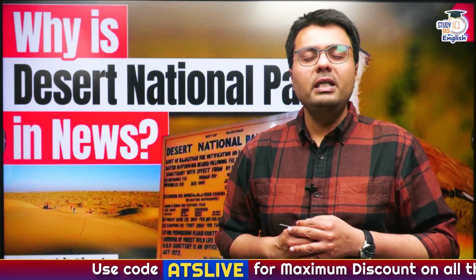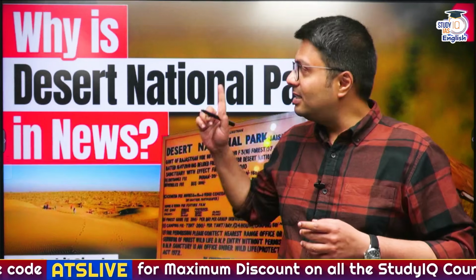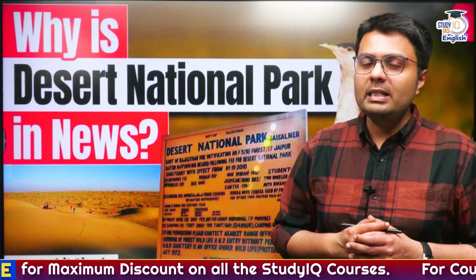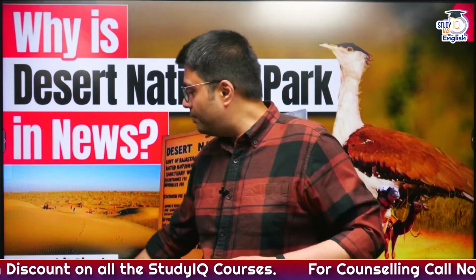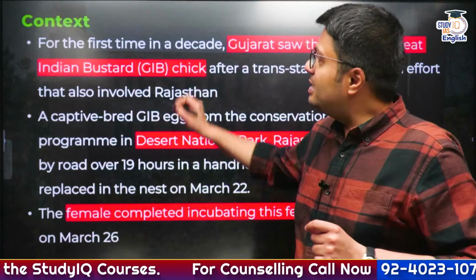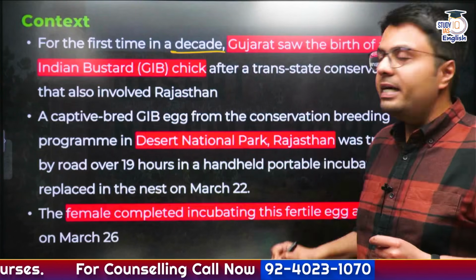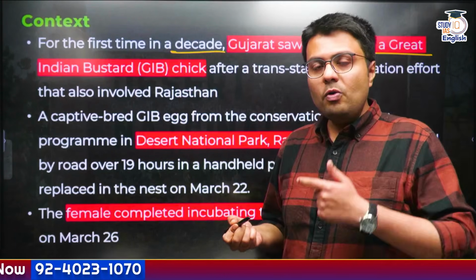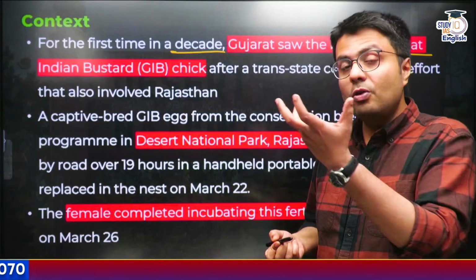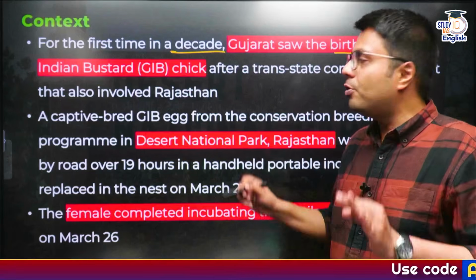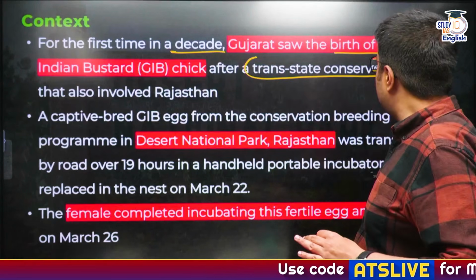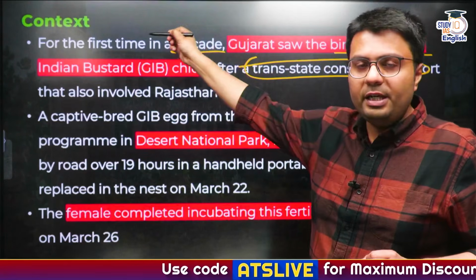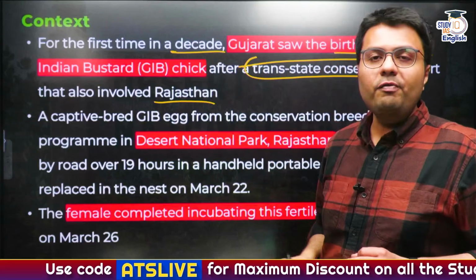In our today's video, we'll deal with a very important topic, that is the Desert National Park. Now, why is this national park in news? We'll get to know this very soon. That is because in the state of Gujarat, for the first time in decades, there was a birth of a Great Indian Bustard bird. Now, this birth of a bird which is critically endangered became possible because of a trans-state conservation effort that took place between the state of Gujarat and its neighboring state of Rajasthan.